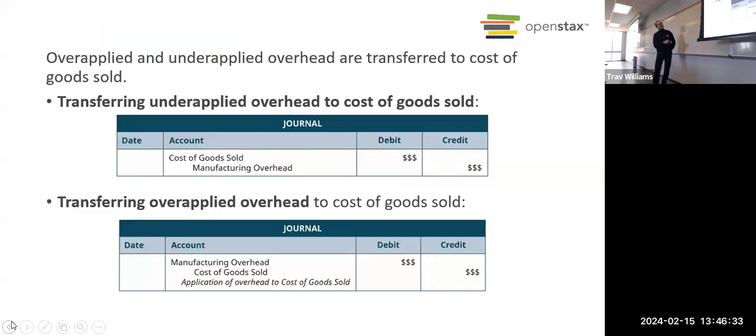In fact, I think we have an example here. So here's a case where overhead has been under applied. As we went through the year and we applied a little bit of overhead to every job, we got to the end of the year, we looked at the total amount that we had applied, and it was less than the actual overhead. So we under applied. So then what you have to do is increase your cost of goods sold by the amount that you were off, so that you have the correct cost of goods sold for the year.